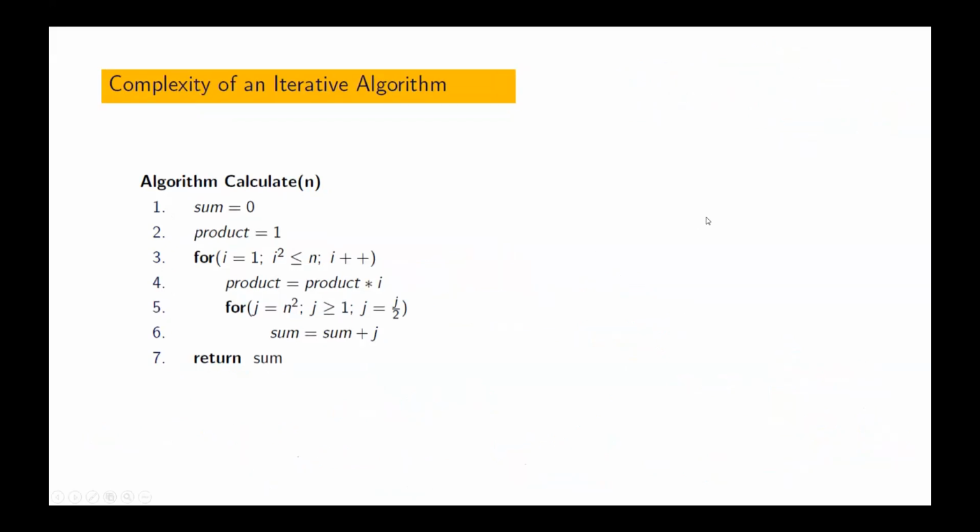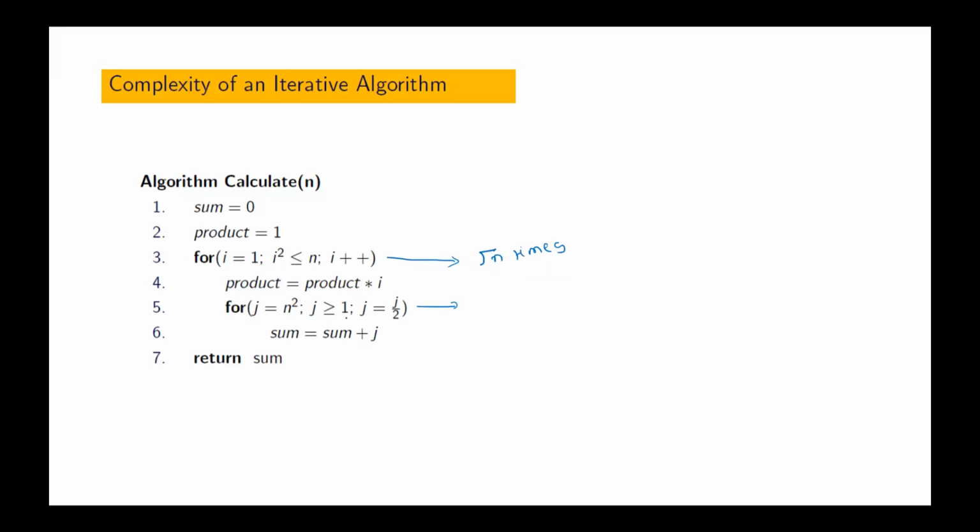So now what about this? How many times is it repeated? Or what is T of n value? T of n is the number of times the sum equals sum plus j operation is performed when n is given as input. What is T of n? Same as last time. Here, how many times is it repeated? Square root of n times.